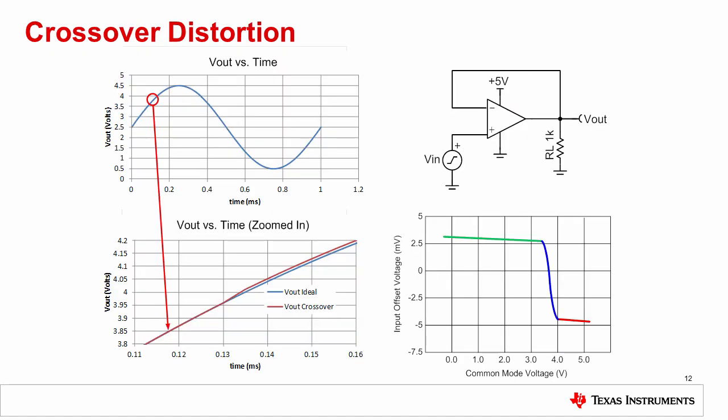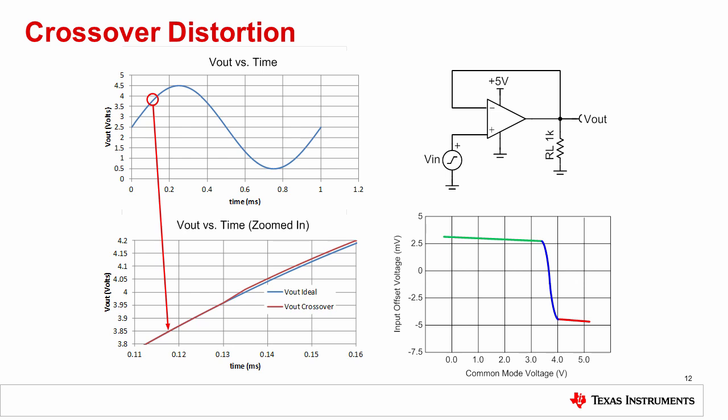So what does crossover distortion look like? Let's consider an example when the amplifier is in unity gain and has the common mode transition near 4 volts. Because of the non-inverting configuration, the input signal is also equal to the common mode signal. When the input signal transitions above 4 volts, the offset transitions from 2.5 millivolts to -5 millivolts.